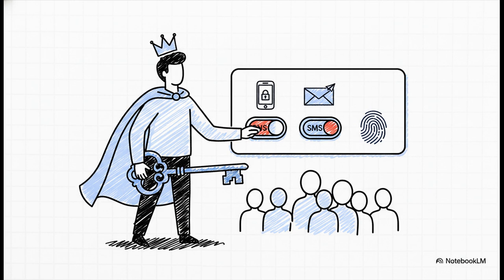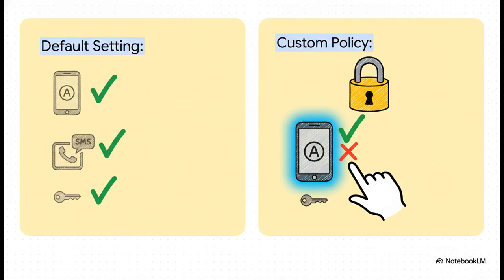You are the ones with the keys to the kingdom here. You can go beyond just asking your team to use 2FA. You can actually enforce it and even control which specific methods they're allowed to use. So out of the box, HubSpot is pretty flexible. It lets users choose from whatever methods are available to them. But you can change that.